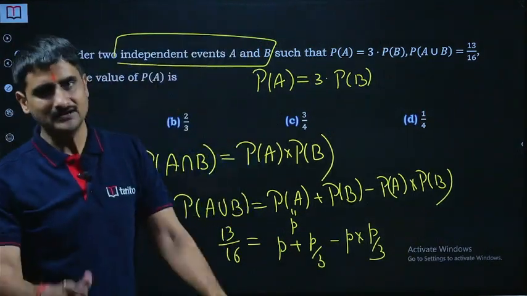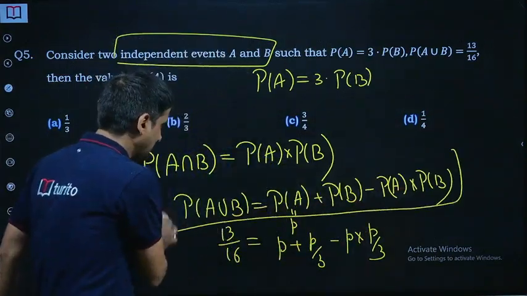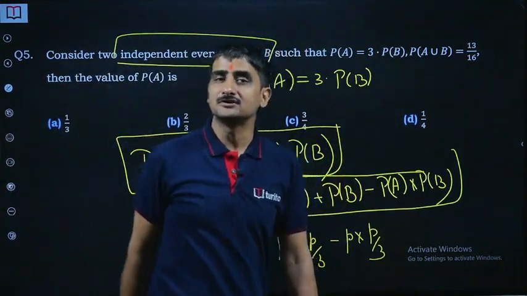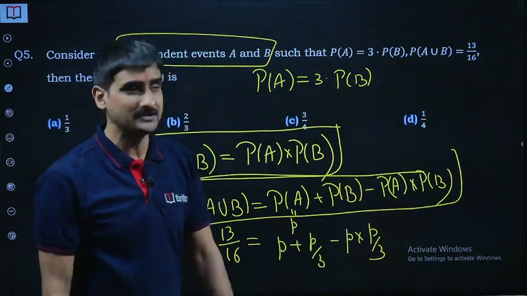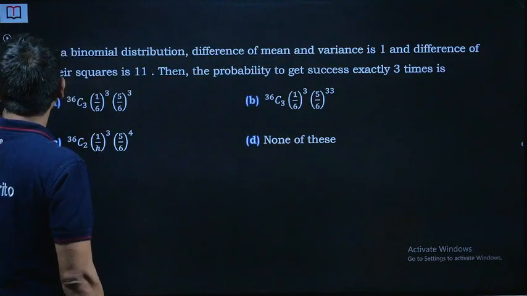Isn't that so? Again, a simple question, bachon, just based on the use of this probability formula and the mathematical interpretation of two events being independent events. So that was question number 5. Moving to the next question, question 6 here.